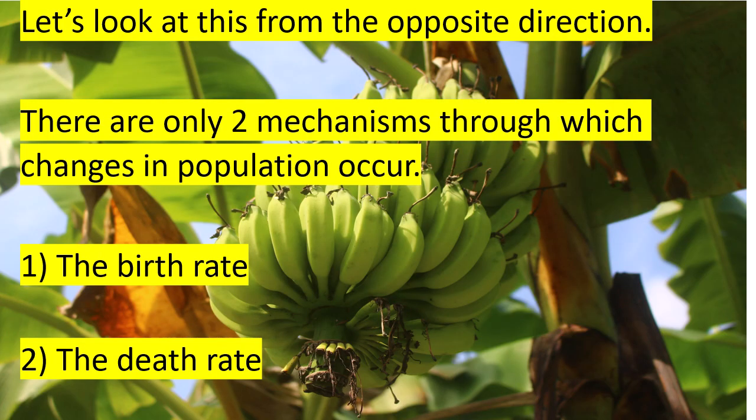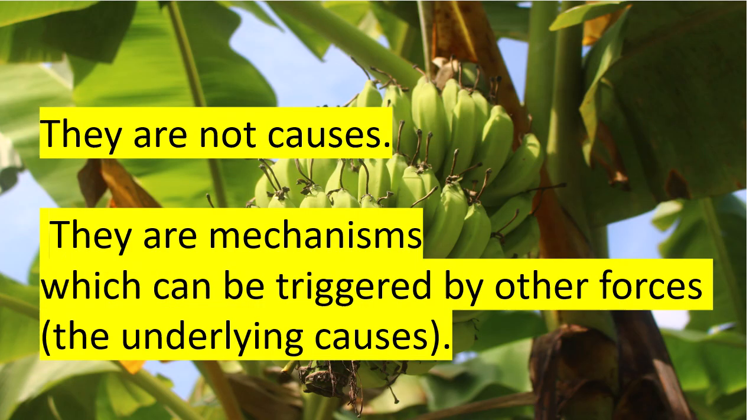Let's look at this from the opposite direction. There are only two mechanisms through which change in population occurs. Firstly, the birth rate, secondly, the death rate. They are not causes, they are mechanisms which can be triggered by other forces, which are the underlying causes.